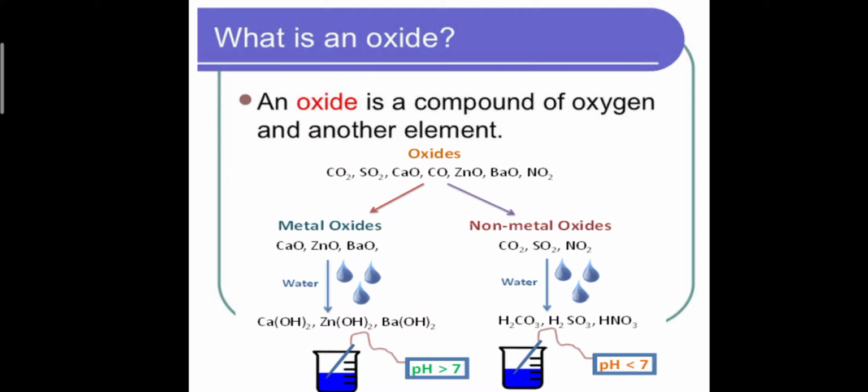What is an oxide? An oxide is a compound of oxygen and another element. For example, carbon dioxide, sulfur dioxide, calcium oxide, carbon monoxide, zinc oxide, barium oxide, and nitrogen oxide. Metal oxides, when dissolved in water, produce hydroxides and their pH is greater than 7. And when non-metal oxides dissolve in water, they produce acids and their pH is smaller than 7.